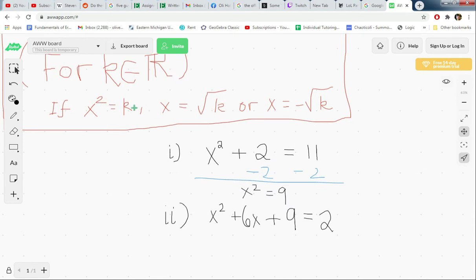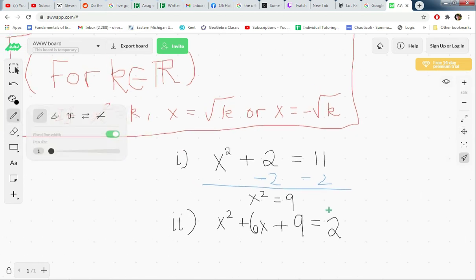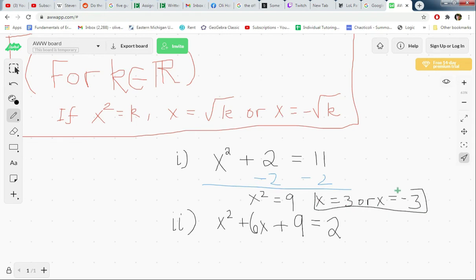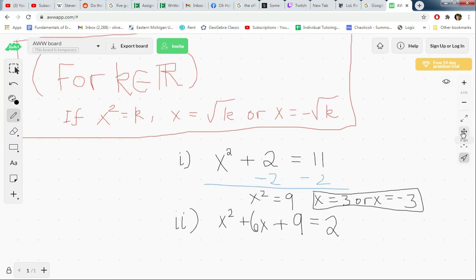If x squared is equal to k, then x is the square root of k, or x is the negative square root of k. So in this case, k is 9. We need to take the square root of 9. We just get x equals 3, or x equals negative 3. Awesome. And if you're curious, you can check that both of those answers do indeed satisfy the original equation. So now let's look at one more example.